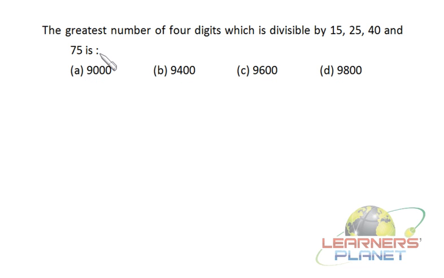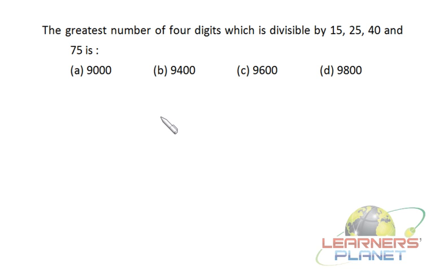Now let's see this problem. The greatest number of 4 digits which is divisible by 15, 25, 40 and 75. Now the regular method is to find the LCM of all these numbers, that is 15, 25, 40 and 75, and your answer will be any multiple of that particular LCM.